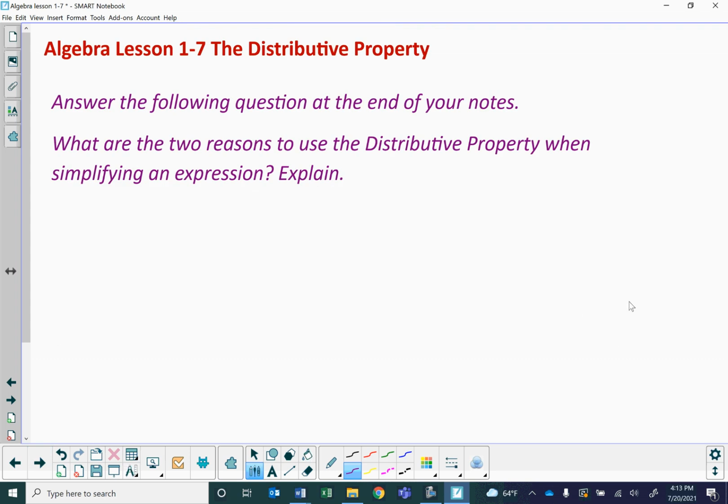Answer the following question. What are 2 reasons to use the distributive property when simplifying an expression? And please explain it fully.